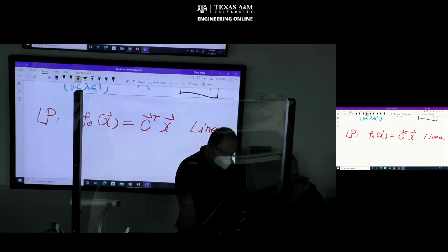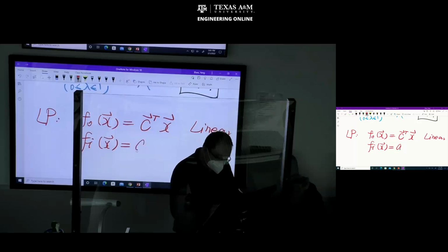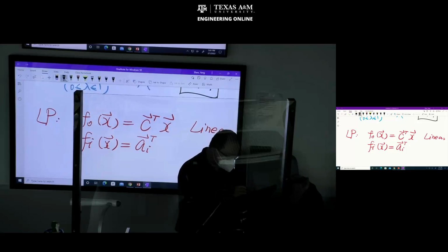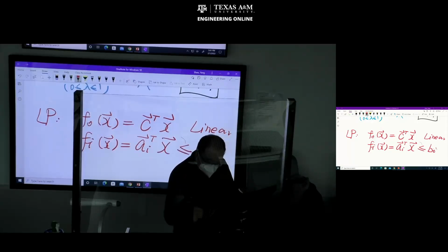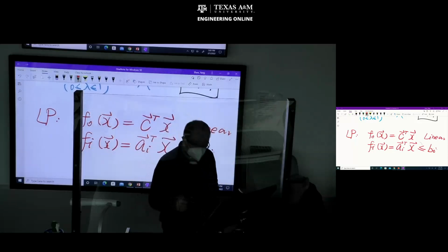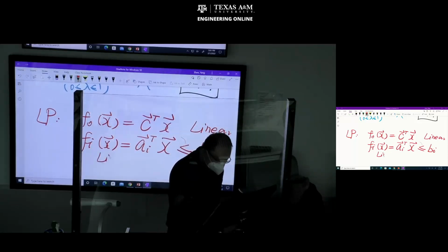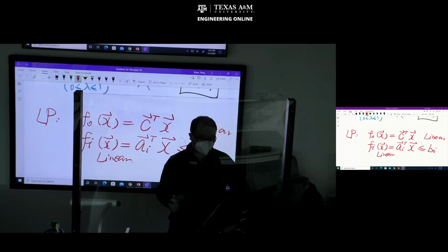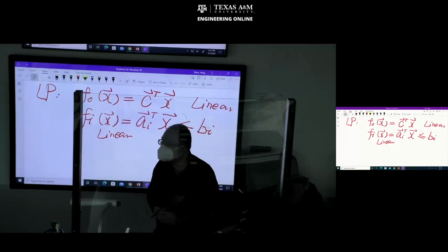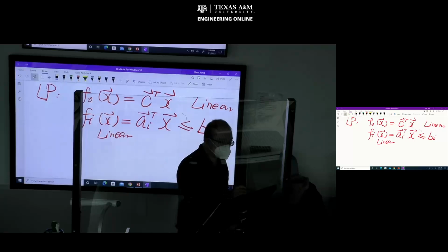Okay? Then f_i(x) is equal to a_i, and this is less than b_i. Okay? So that is again linear. Okay? So now let's look at the geometric interpretation of this linear programming problem.